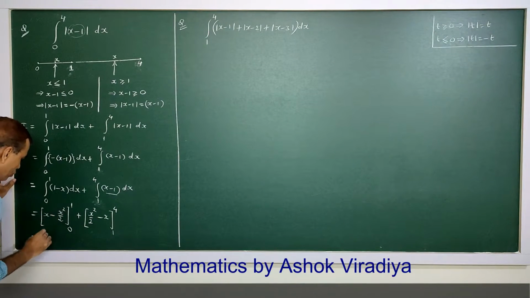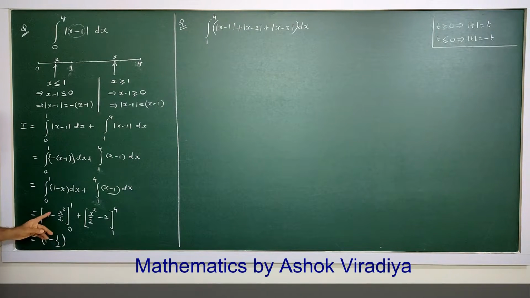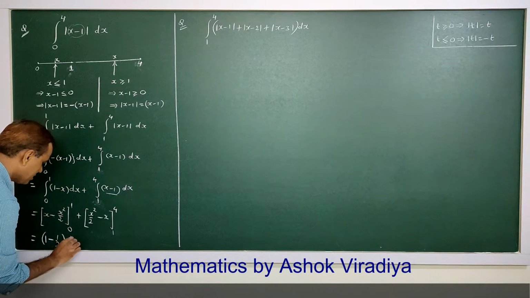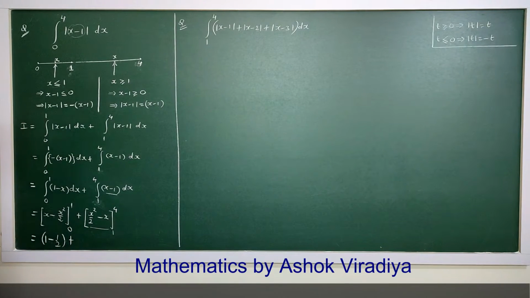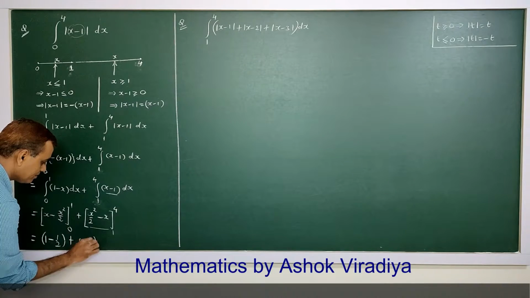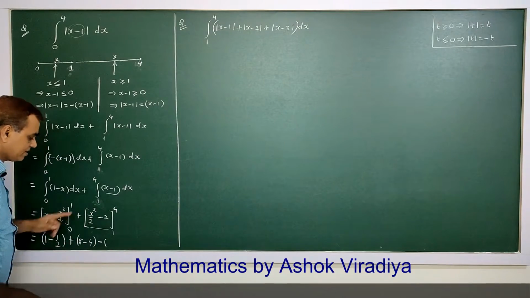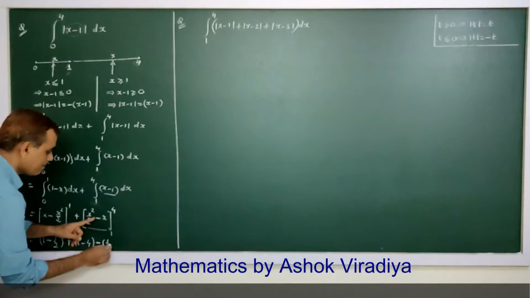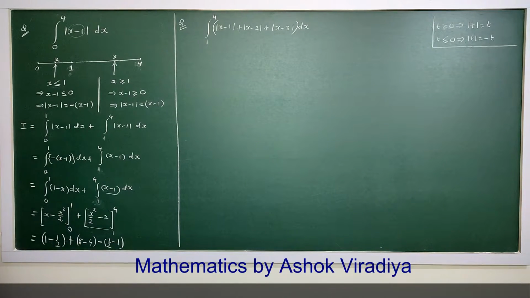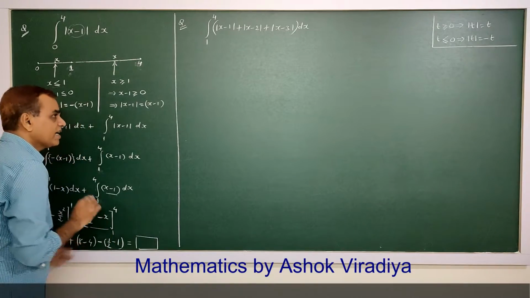Now here, 1 minus 1 by 2. The lower limit is 0, so the second value will be 0. Plus, now calculating this expression, 4 square is 16, 16 by 2 is 8, so 8 minus 4. This is the upper value, minus the value for the lower limit, 1 by 2 minus 1. And now you can calculate this number, which is the required integral.